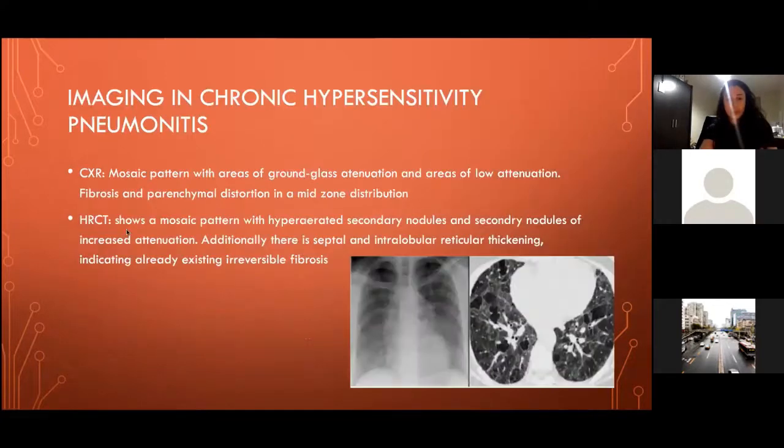And then in chronic hypersensitivity pneumonitis, this is just a chest x-ray and a high resolution CT, just showing some of the changes. So on the chest x-ray, there's some ground glass attenuation, and areas of low attenuation with fibrosis. And then in the CT, that then shows the fibrosis and the nodules.